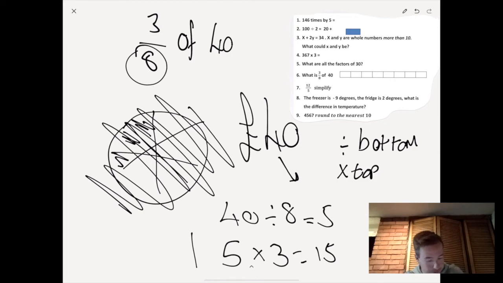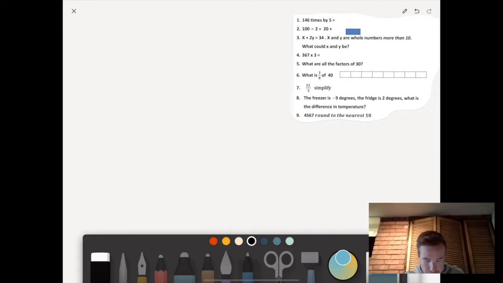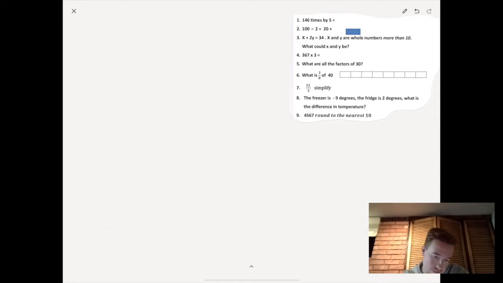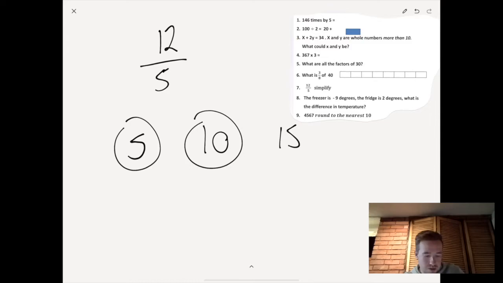Okay, clearing. 12/5 simplified. Counting fives, get as close to 12 as you can. So you've got 5, 10, 15. So one group, two groups. Okay, so you get 2 wholes, and then you've got 2/5 left over.